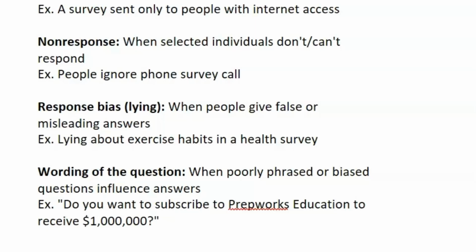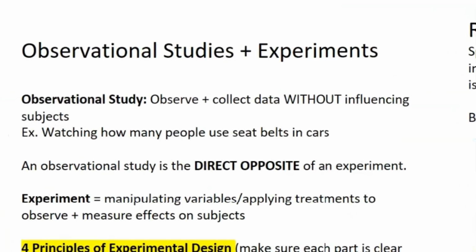Next up is wording in the question. If you poorly phrase the question or it's a biased question, it influences the answers. So if I ask you, do you want to subscribe to PrepWorks Education? That might be a good question on its own. But if I say, do you want to subscribe to PrepWorks Education to receive $1 million? There's a little bribe at the end, right? So the wording in the question there is poorly phrased, it's biased, and it influences your answer.